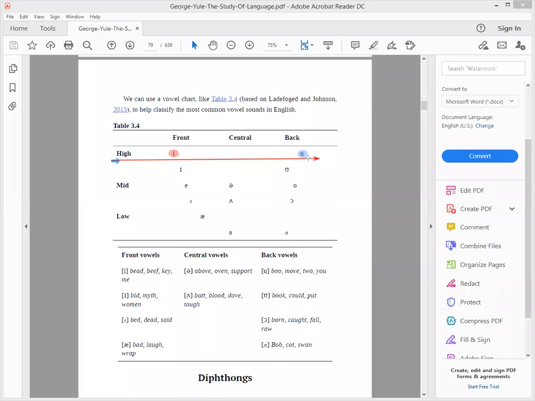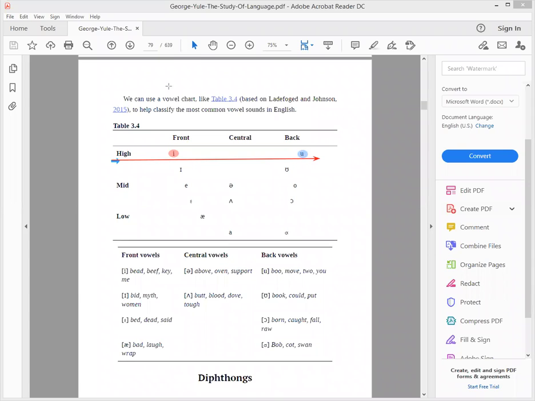When we say oo, that is also from the back of the tongue, but the tongue's position is high, as in book or boo.